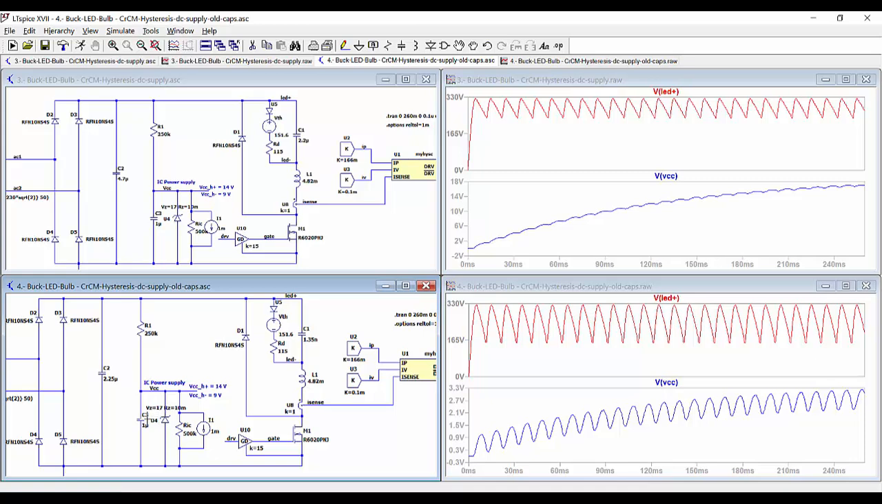So finally, we can conclude that mainly the effect of this capacitor here, the low value of this capacitor, is affecting the power supply voltage of the integrated circuit, and this is the main cause of the death of our LED bulb.